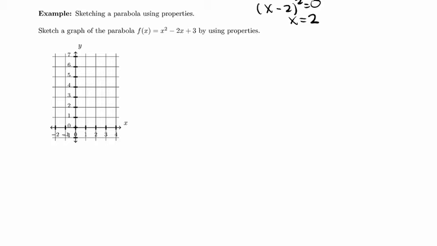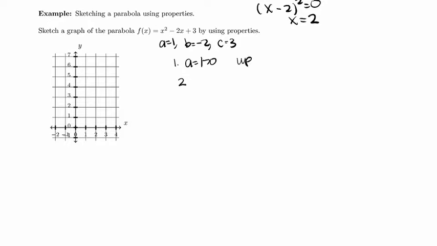Here we're going to graph another parabola. So here in this parabola, A is 1, B is -2, C is 3. Just going to go through all our steps here. First, A is 1, which is bigger than 0, so it's up.